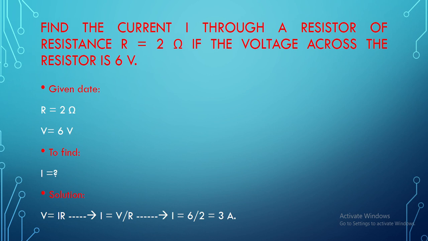Finally, we see one problem. Find the current I through a resistor of resistance R is equal to 2 ohm if the voltage across the resistor is 6 volt. The data given in this problem are: the resistance R is equal to 2 ohm, and the voltage V is equal to 6 volt. In this problem, they asked for the value of the current, so we have to find I. Already we know the formula for voltage, V is equal to IR. From V is equal to IR, the formula for I is I is equal to V by R. We know the values of V and R. Substitute the values and we get the answer. The answer is 3 amps.